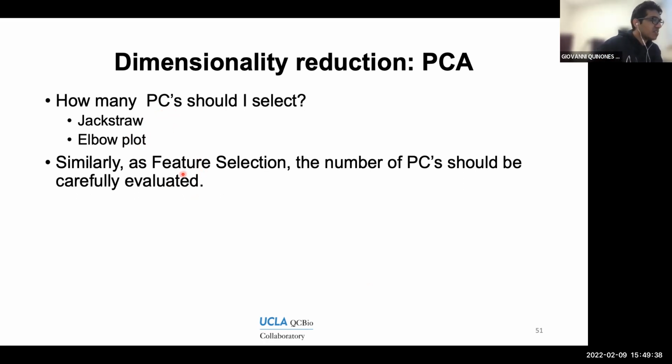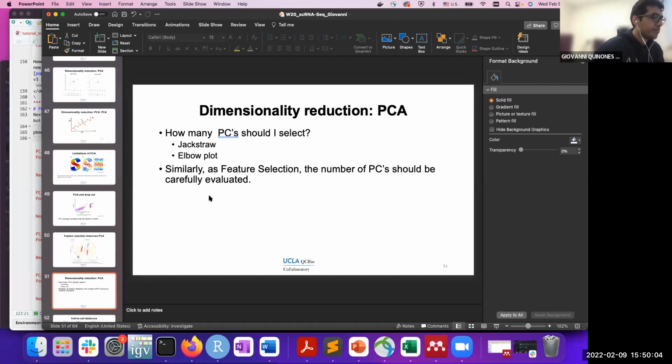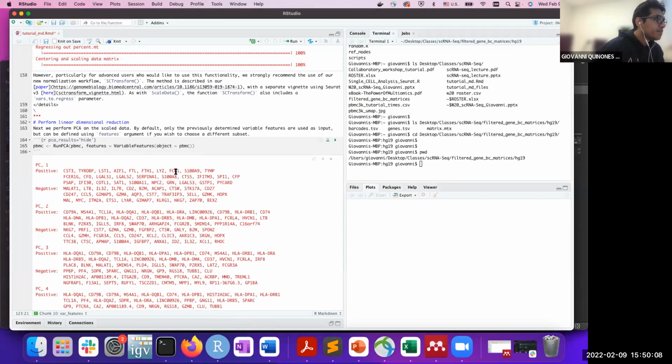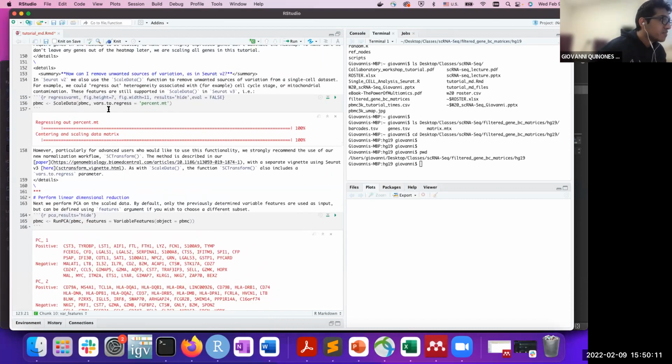And another side note here is that, similarly to other steps explained before, the number of PCs that you're selecting is also something you want to carefully evaluate, and you may want to try different values as you move forward. So let's go back to our RStudio and let's see where we left off here.